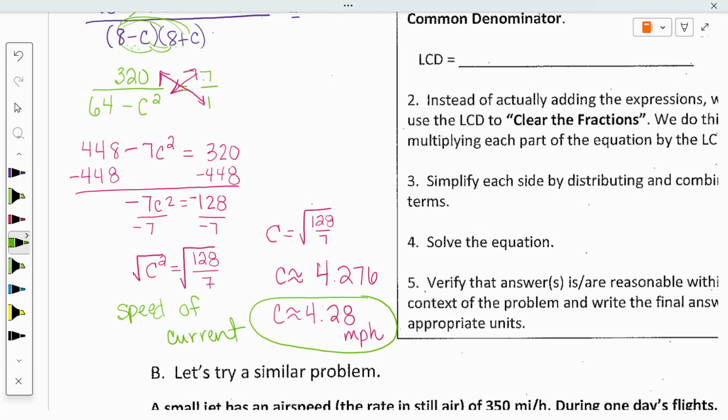All right, we're going to do another one just like that. Okay, another distance problem. Tell me when you're ready. Zach, you with us? Say again. It's 11:59.